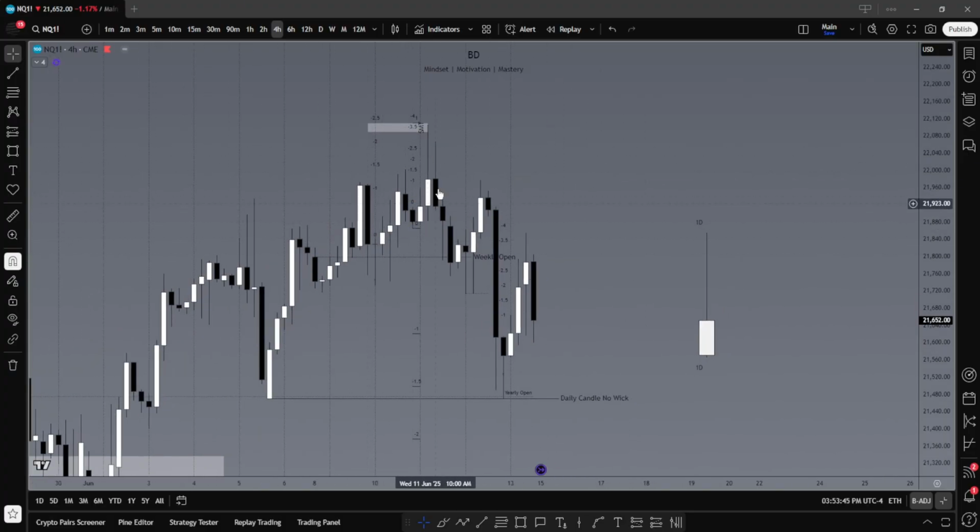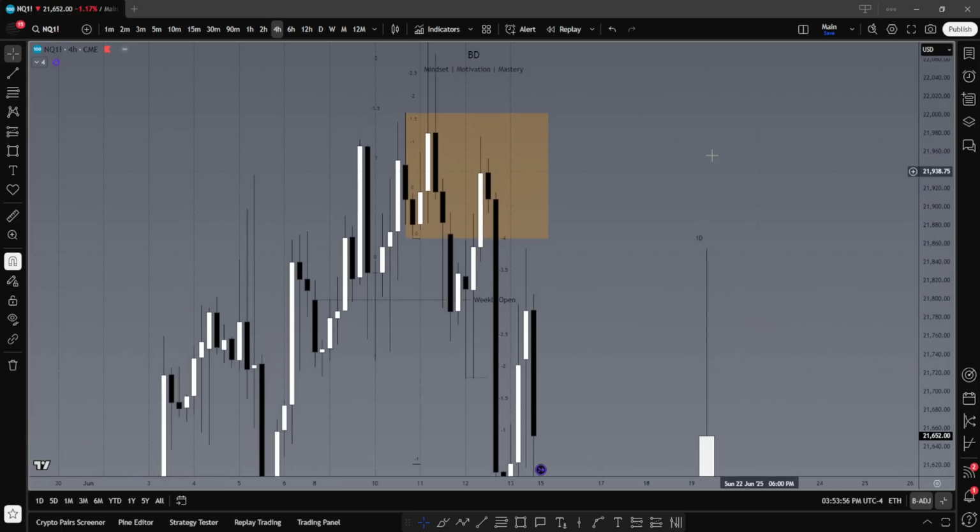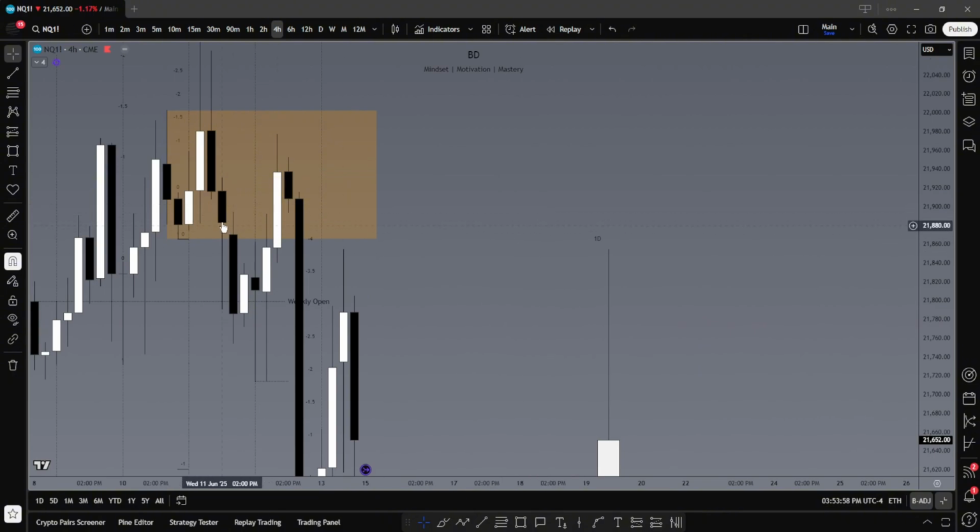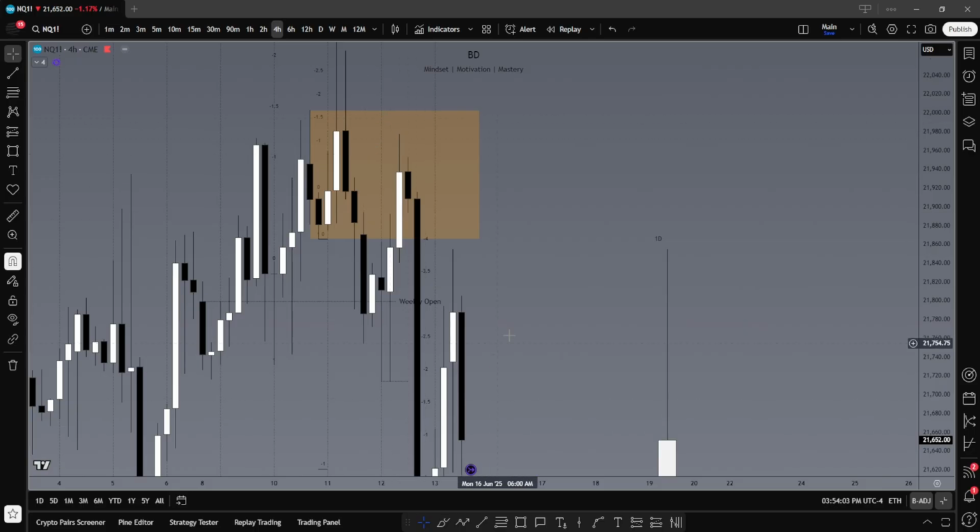Okay, they formed our breaker right here. Once they displaced down, this formed the breaker. Then you can see we came back up, retested the breaker, and not only when they did that, they came back up and closed through this volume imbalance. Okay, and then sold it off.